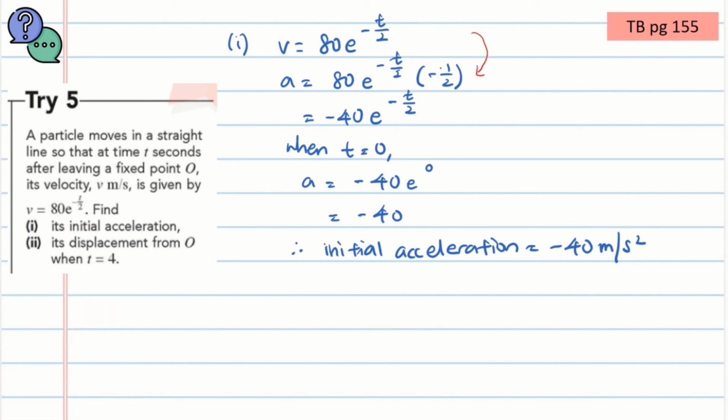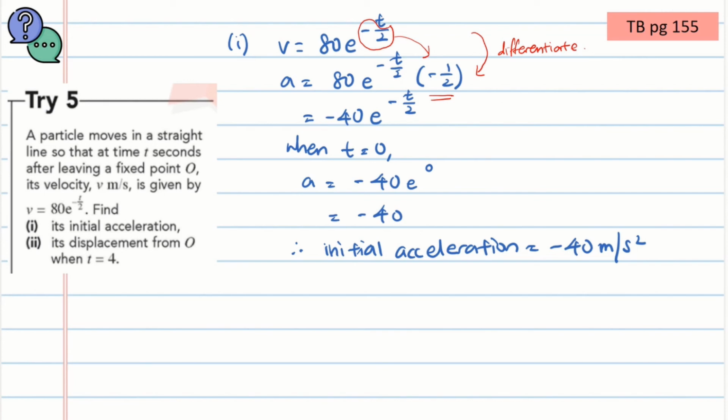For the exponential function, when you differentiate, it remains the same, but not forgetting that there is a coefficient of t, which is negative half. Therefore I have this negative half here. That is your chain rule application. So acceleration is given by negative 40 e to the power of negative half t.